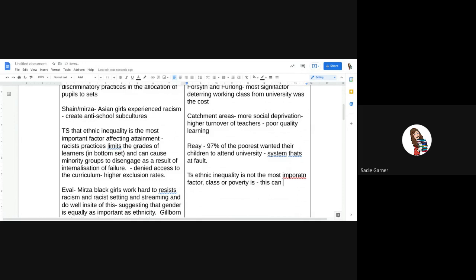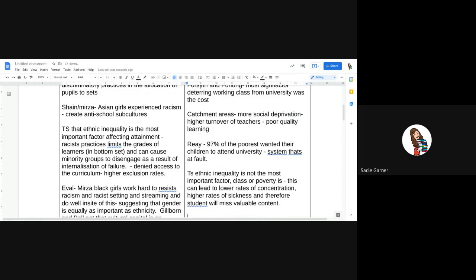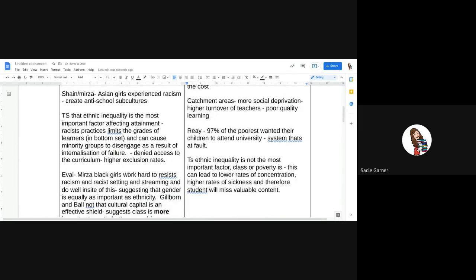This can lead to lower rates of concentration, higher rates of sickness, and therefore students will miss valuable content. They'll miss huge chunks of learning. Missing one lesson means that you've missed something that was on the exam.